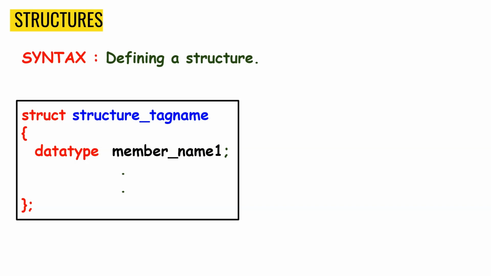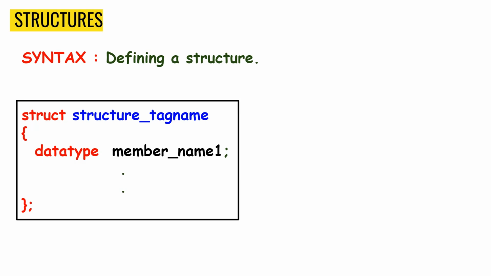C language provides a rich set of primitive and derived data types. In case these data types do not suit our requirements, C language also provides the flexibility to create new data types. These data types are known as user-defined data types and can be created by using structures, unions, enumerations, and typedef. We have already discussed enumeration and typedef in our previous videos. If you have not watched the video, kindly check the description box for the link.